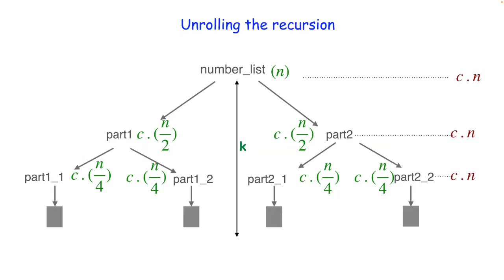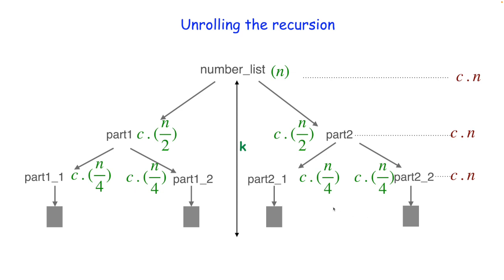Now let's consider the recursion in merge sort. We can unroll the recursion to see the work done at each step. We start with a number list having n elements and divide it in two halves in each of the steps. So in the second step, we have two parts having n by 2 elements each. Then in the next level, we have 4 parts having n by 4 elements each, and so on.